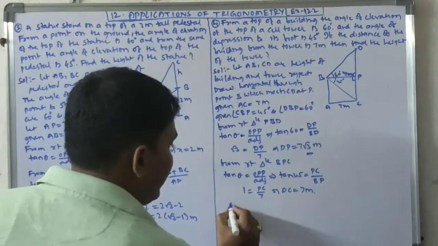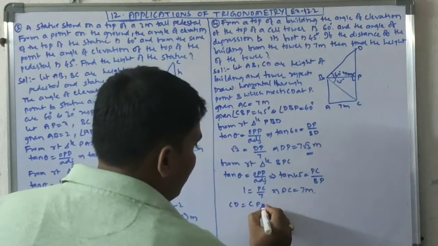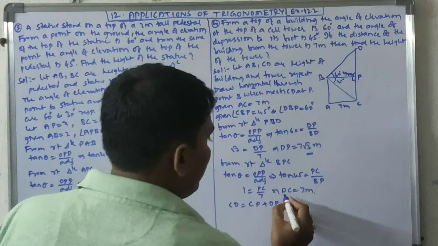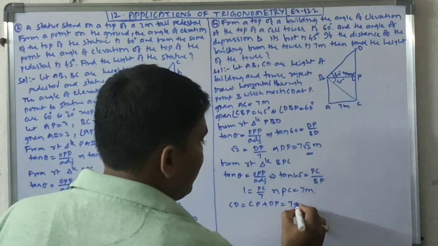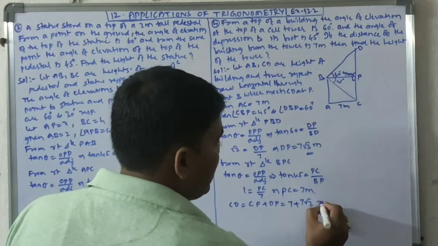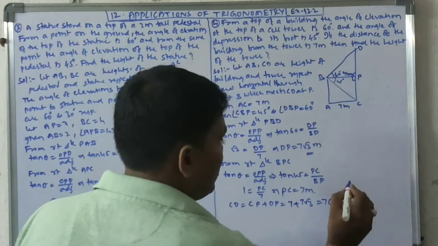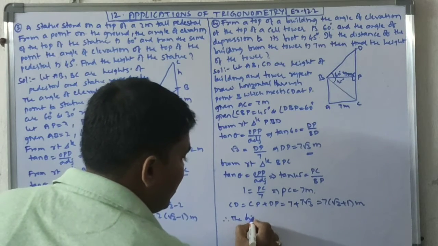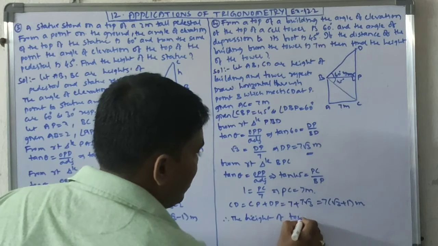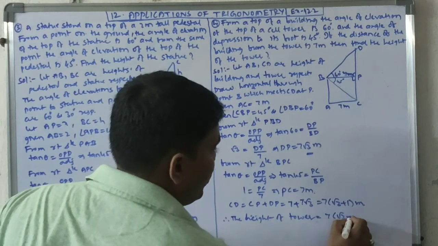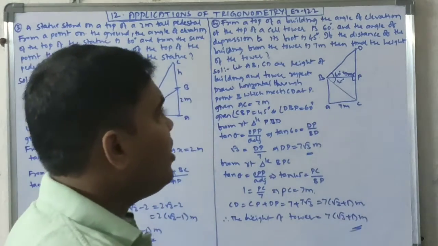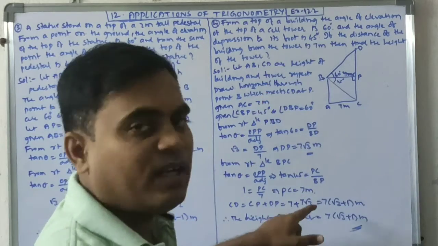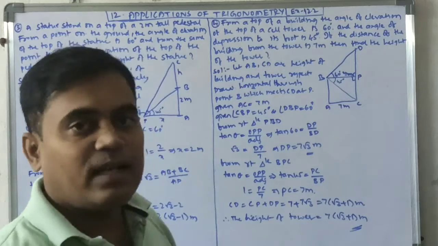Now I want to find CD. CD equal to CP plus DP. CP equal to 7 plus DP equal to 7 root 3, so 7 common, 7 times root 3 plus 1 meters. Therefore, the height of the tower equal to 7 times root 3 plus 1 meters. CP is the height of the building, which we got as 7. Height of the tower is 7 times root 3 plus 1. So this is the required solution.